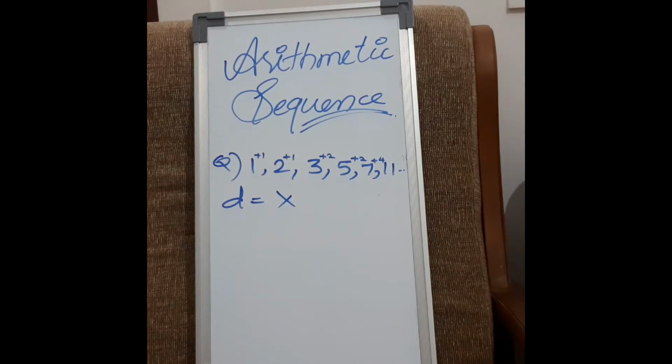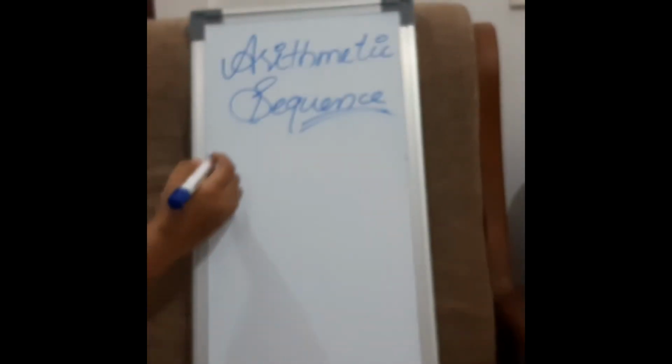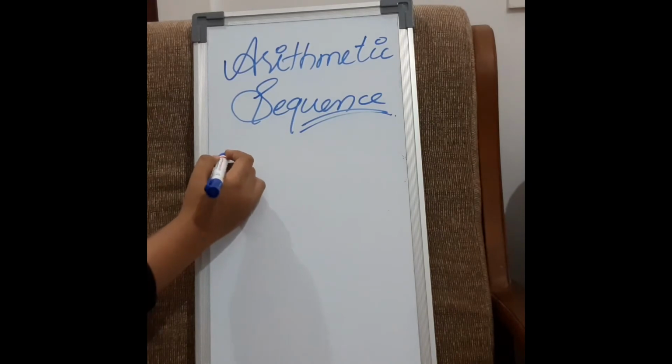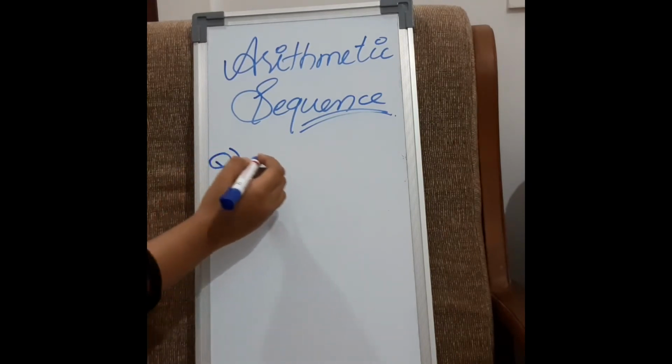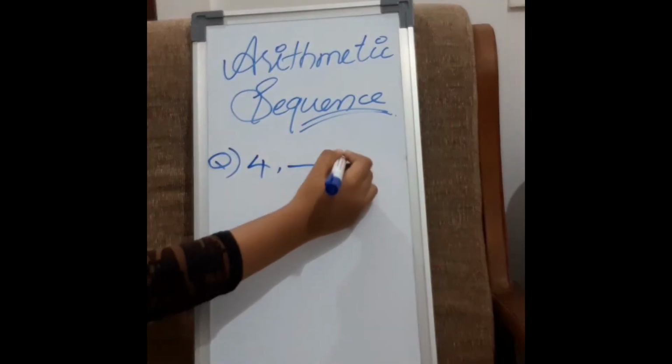Now this is how we find whether a sequence is an arithmetic sequence or not. In an arithmetic sequence, next, we have a sequence. This is an arithmetic sequence.